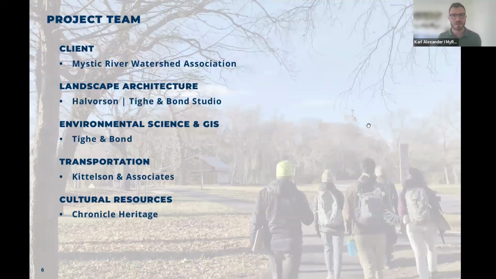The project team joining here this evening, and the sub-consultants who have helped along the way, includes the Mystic River Watershed Association. My name is Carl Alexander, and I serve as the Greenways Program Manager for MyRWA. I'll turn things over to my colleague Isaiah to introduce himself. Hi, everybody. My name is Isaiah Johnson. I am the Outreach and Media Manager for the Mystic River Watershed Association, and I have been helping support outreach for this project.